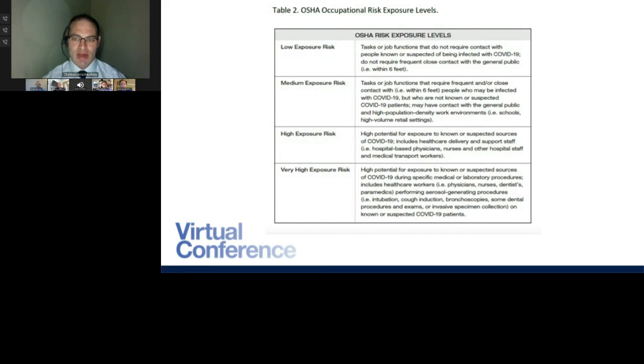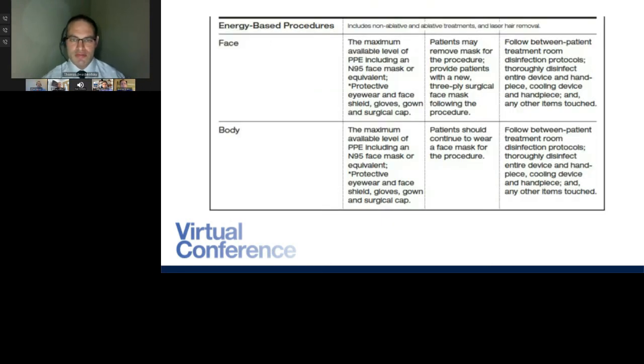not only for this condition, but this makes us think a little bit wiser and more open-minded about other infectious diseases. What are we exposing ourselves to currently as laser surgeons, as providers? Are we doing what we should be doing to protect ourselves, again, our staff and our patients? So their bottom line recommendation here for those providers performing energy-based procedures on the face and the body, they recommend maximum available level of PPE, including the wear of an N95 mask or an equivalent, protective eyewear, and a face shield, gloves, gown, and surgical cap.